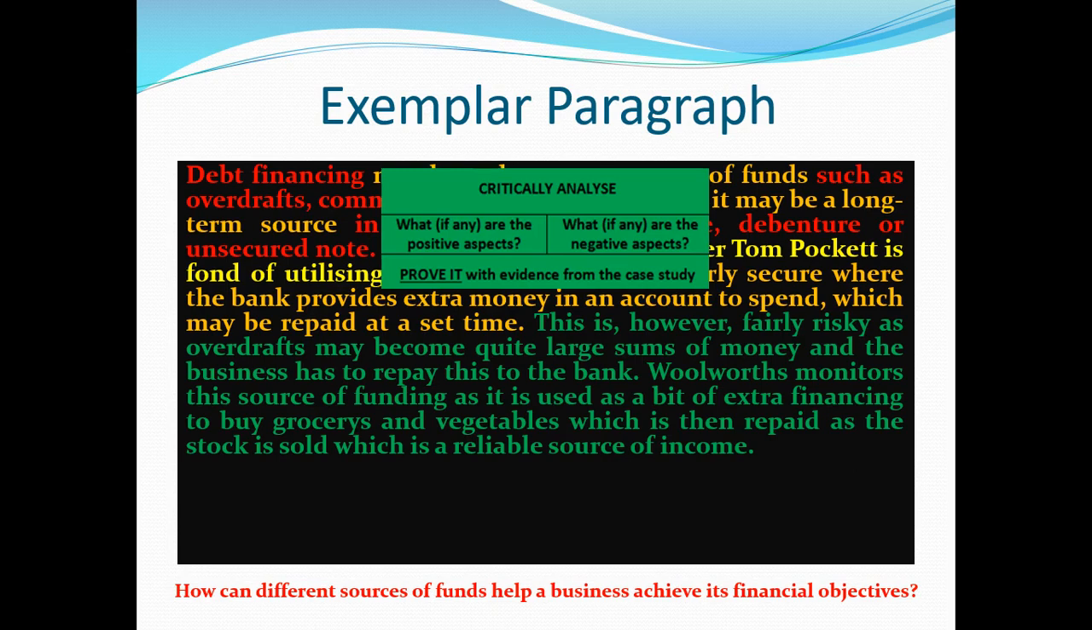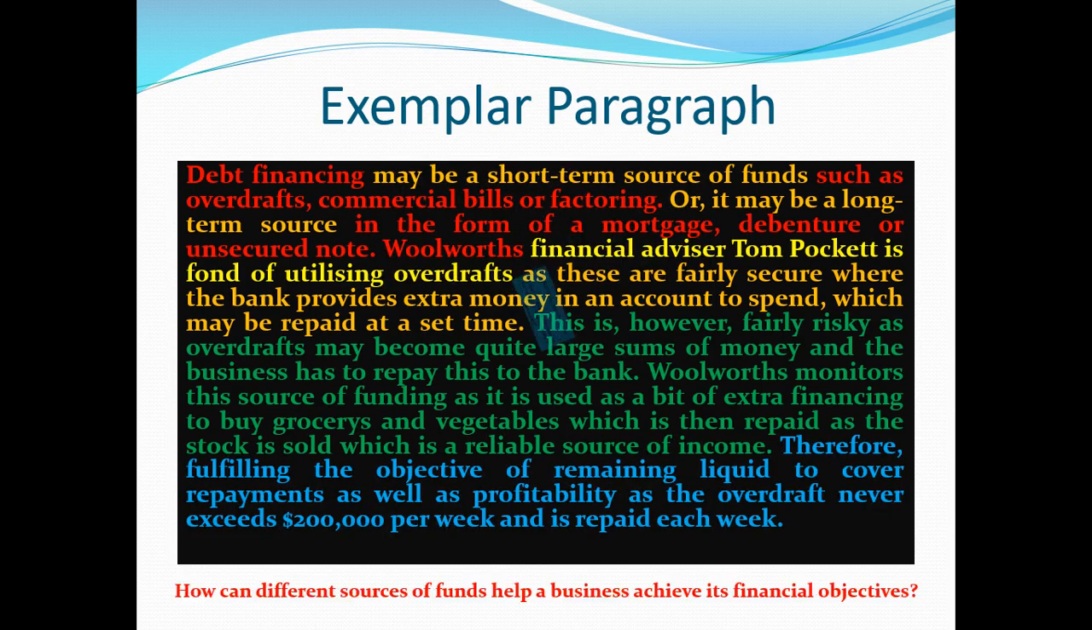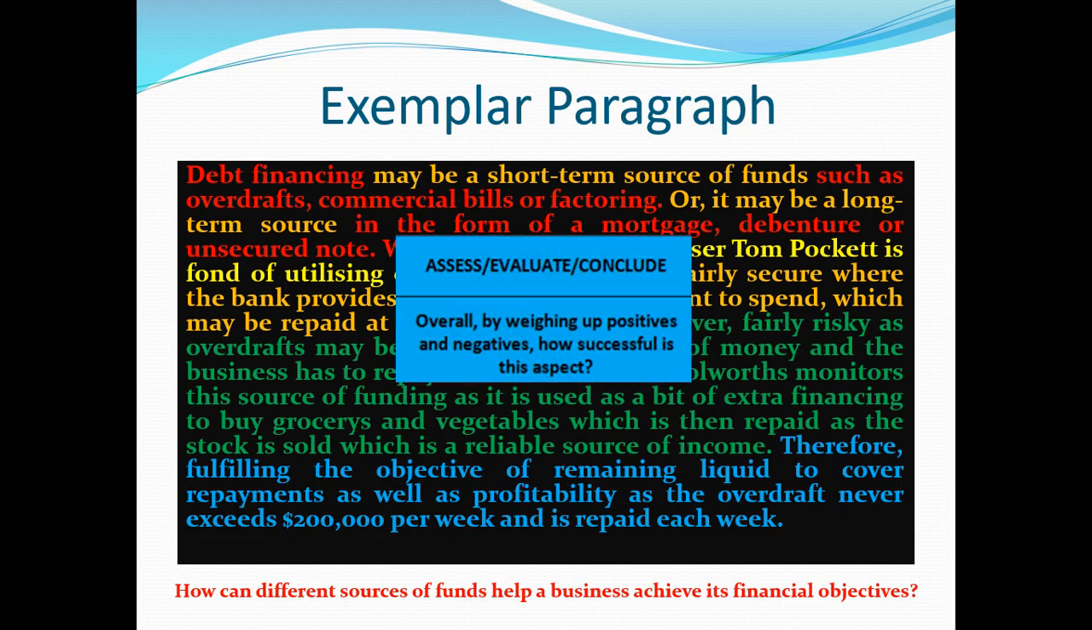The last bit where we're going to wrap up this paragraph is the blue, and that's basically assessing, evaluating, concluding. It's fulfilling the objective, and this links back to the question, the objective of remaining liquid. Liquidity is a goal or an objective. So one of our objectives, that's answering the question, is to cover repayments as well as profitability. That's another objective, as the overdraft never exceeds $200,000 per week. It is repaid each week. And so we can see the way that particular paragraph has done all those elements, and I've color coded it to try and make it clear.